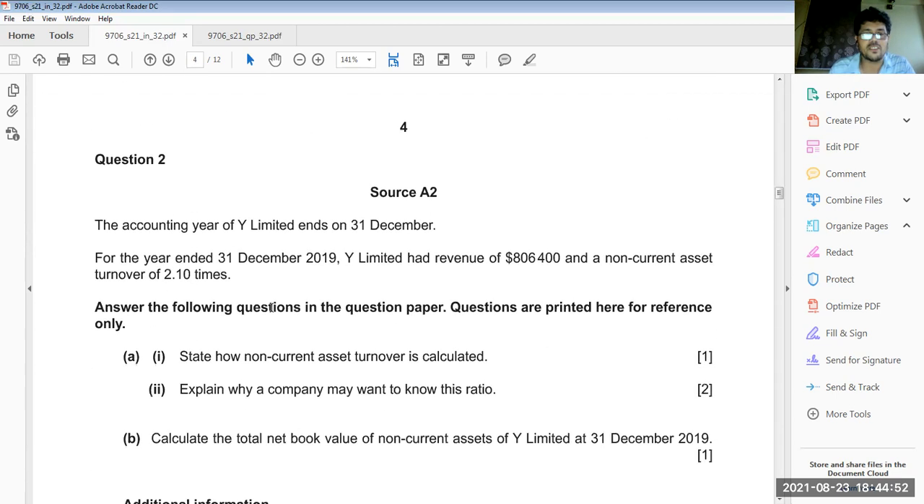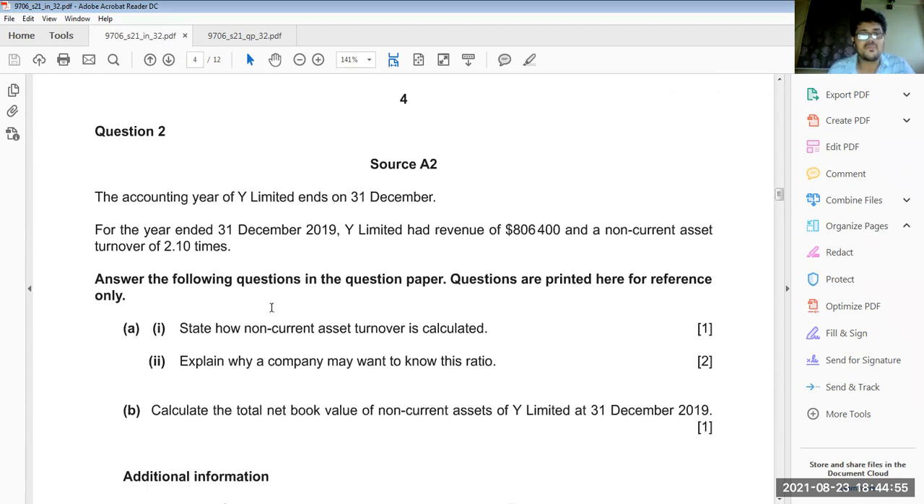Now come to question number 2. The accounting year of Y Limited ends on 31st December. For the year ended 31st December 2008, Y Limited had revenue of 806,400 and a non-current asset turnover of 2.10 times.